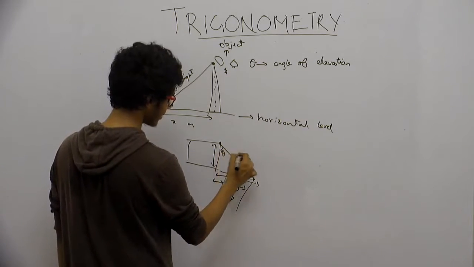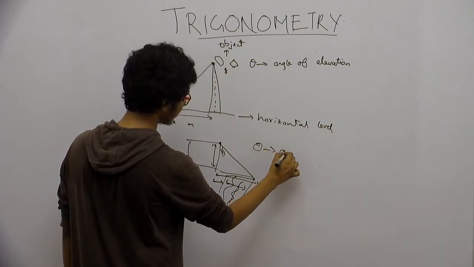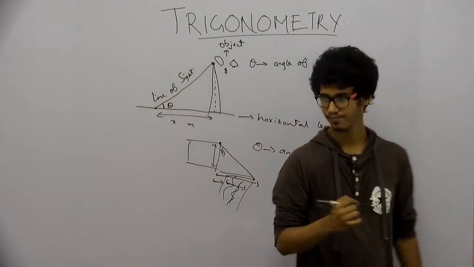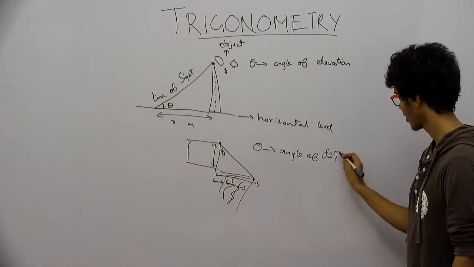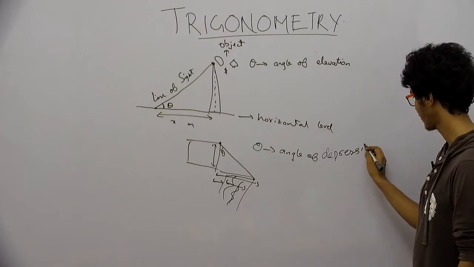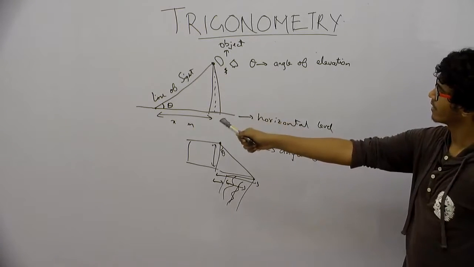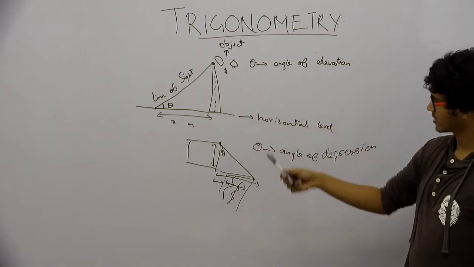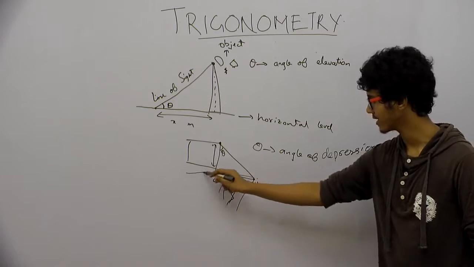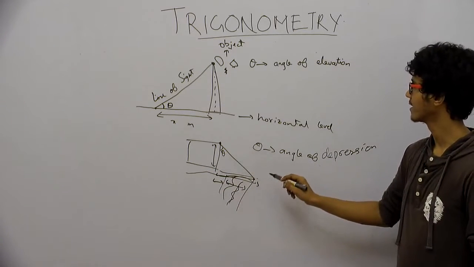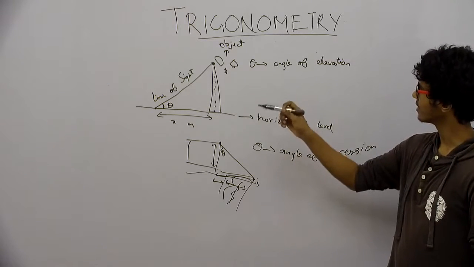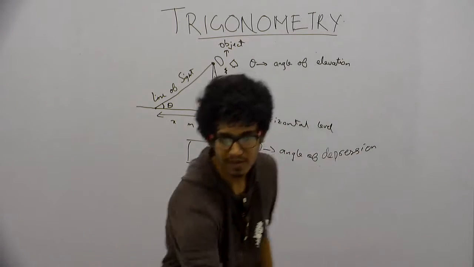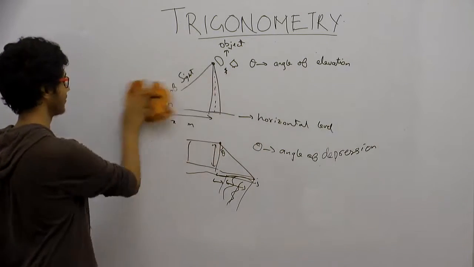In this case, this theta, this will be called the angle of depression. Okay, when the line of sight goes above, it is angle of elevation. The other terminologies are the same. This is the object, this line is the horizontal line, this is the line of sight. The only thing that changes is the angle. Here it is called angle of elevation, here it is called angle of depression. Okay, so with that understanding, let us do a few questions.